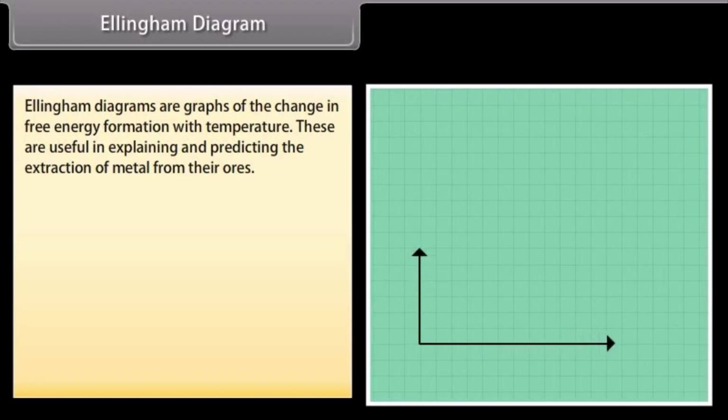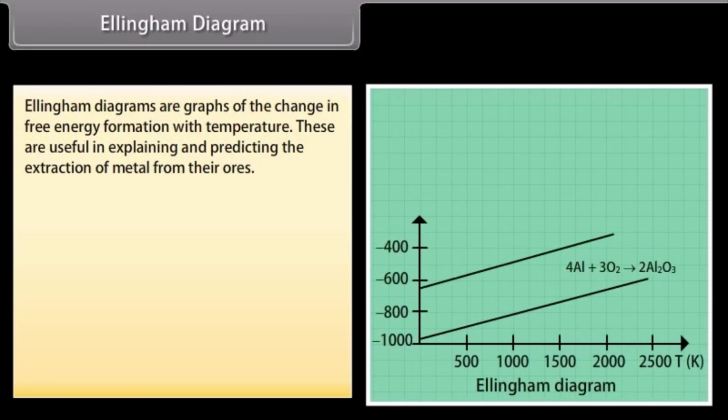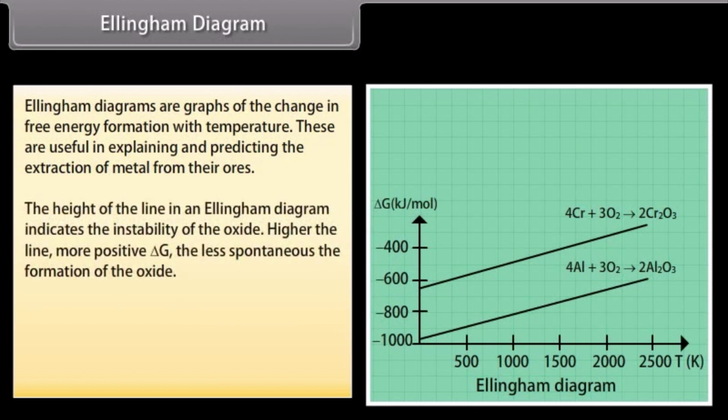Ellingham diagram. Ellingham diagrams are graphs of the change in free energy of formation with temperature. These are useful in explaining and predicting the extraction of metal from their ores. The height of the line in an Ellingham diagram indicates the instability of the oxide. The higher the line, the more positive delta G, the less spontaneous the formation of the oxide.